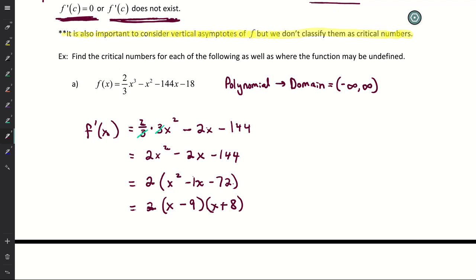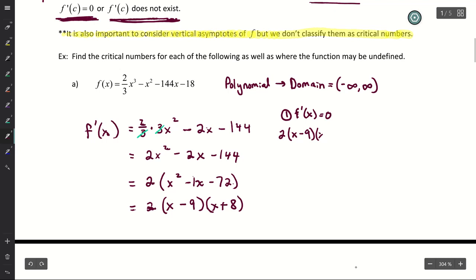Now that you have this factored, what we're going to do is find the critical numbers in 2 steps. So the first step here to critical numbers is find where the derivative is equal to 0. So f prime of x equals 0. So on here, we have the derivative. So we're going to say 2 times x minus 9, and then x plus 8 equals 0. On that one, we know that if we have a constant in the front that doesn't have a variable with it, we don't have to take that into consideration.